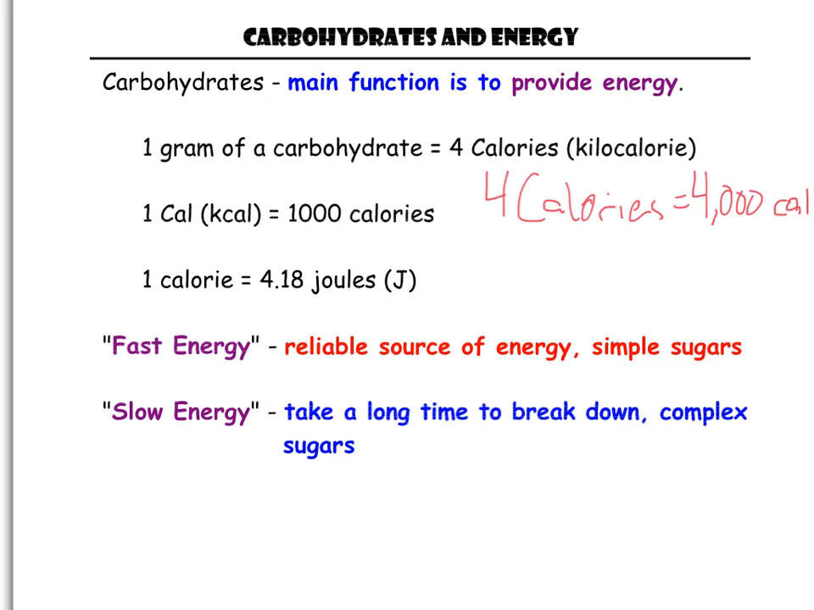And that's what this is talking about down here: 1 capital C calorie is equal to a kilocalorie, which is 1,000 calories. And then 1 calorie, lowercase c, is equal to 4.18 joules of energy.